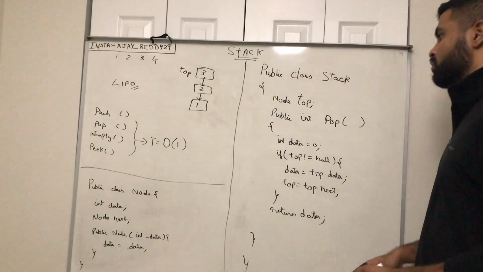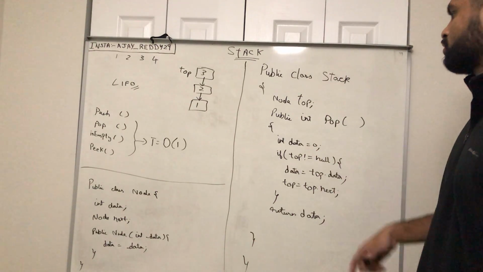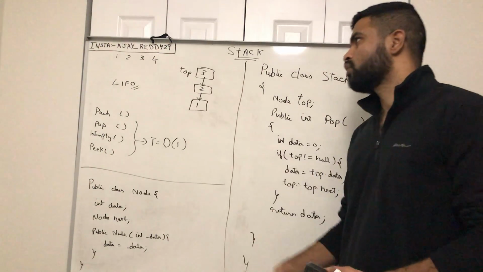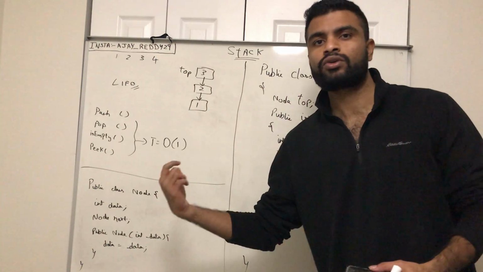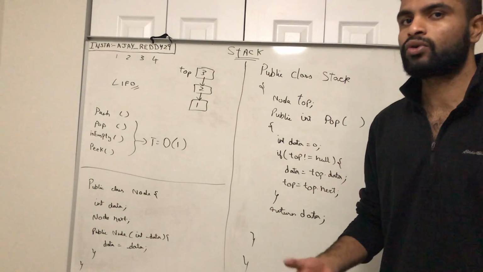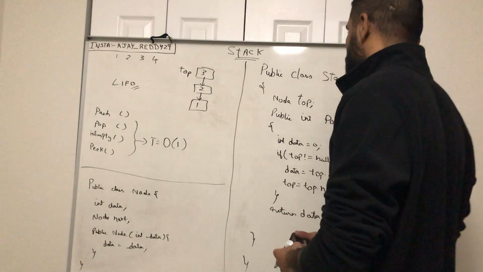Okay, so this is the implementation for the pop function. I'm just checking if the stack is not empty, then I'm moving the top pointer to its next pointer. That way I can eliminate the top node. That's about the pop function.